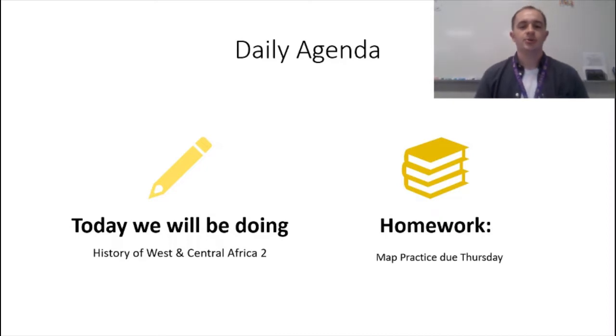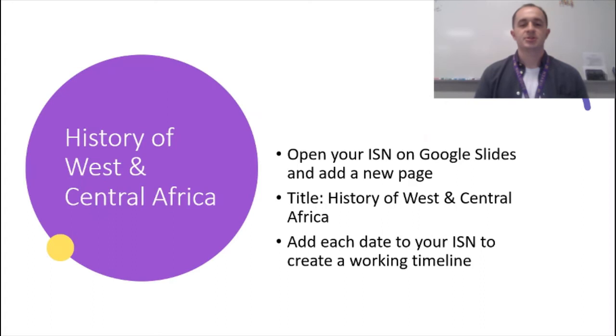So what you need to do is open up your ISN on Google Slides and add a new page. Title this page History of West and Central Africa. And then follow along with the rest of this video and the PowerPoint and add each date to your ISN, creating a working timeline.